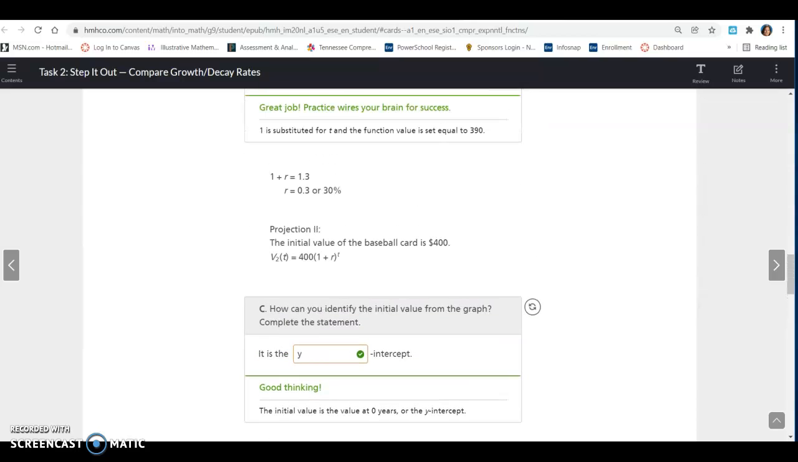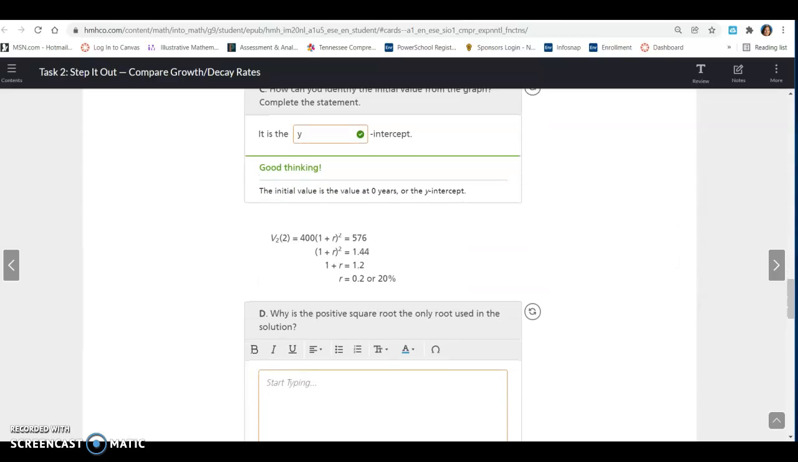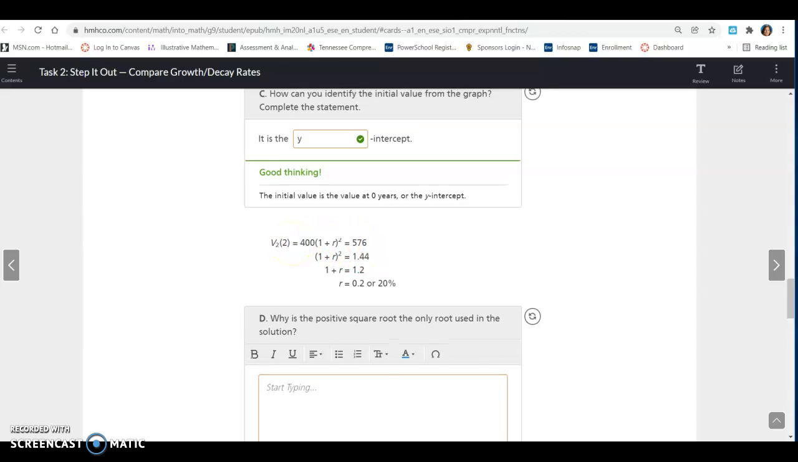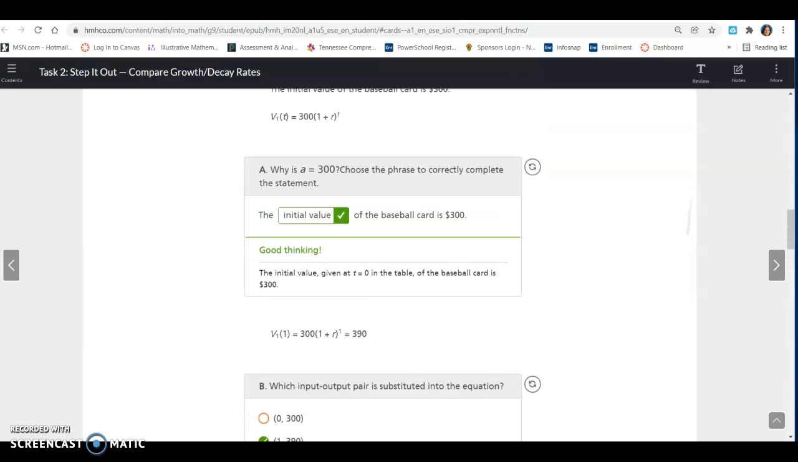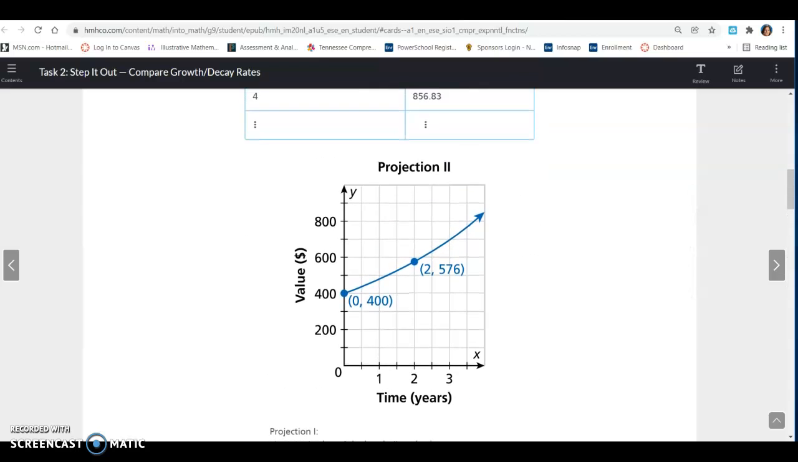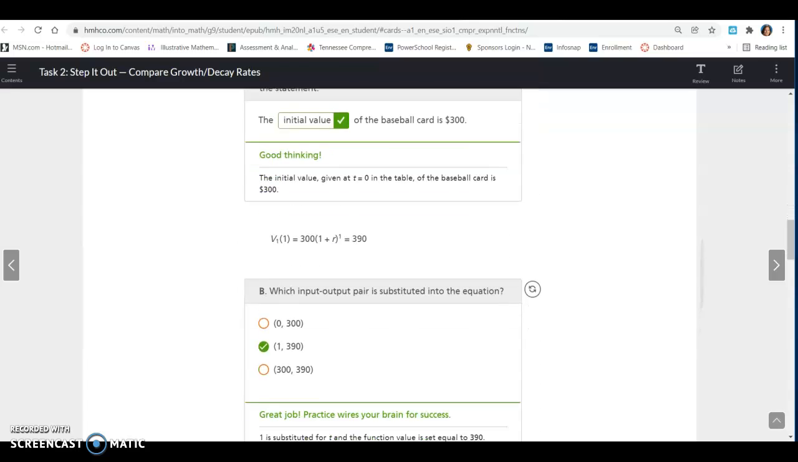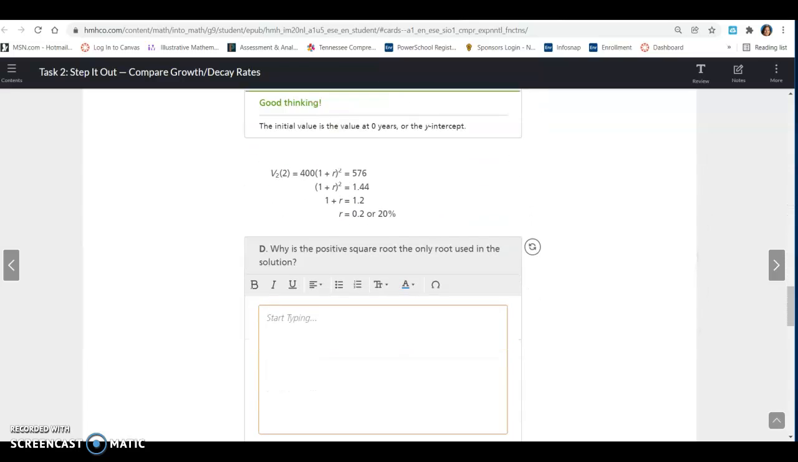So the table was 30%, the graph was 20%. So that means the first projection is going to yield a higher growth.